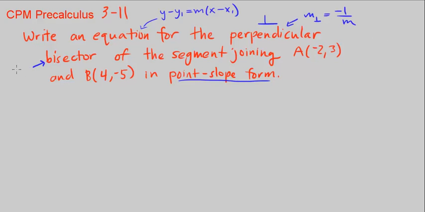Bisector means it intercepts, right? Intercepts at the midpoint.